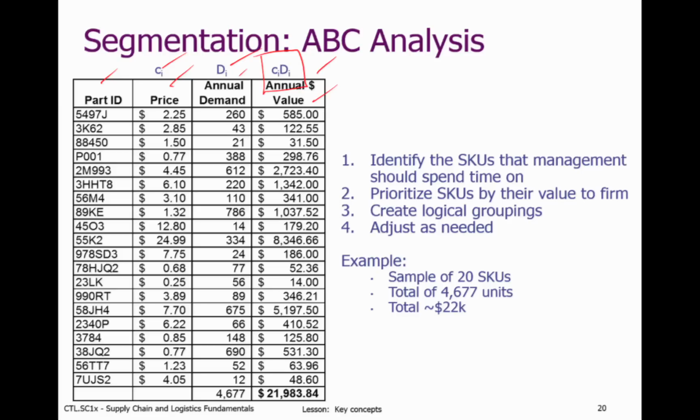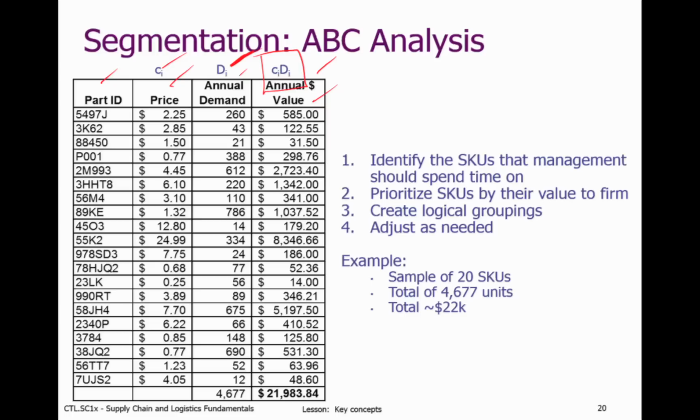Think back to the baseball and the hockey puck, right? What we were focused on there, the C's were relatively the same, a couple bucks each for a puck versus a baseball. But the D's changed. That's the demand. And so you can think of, instead of annual demand, maybe monthly demand, and you might change that.